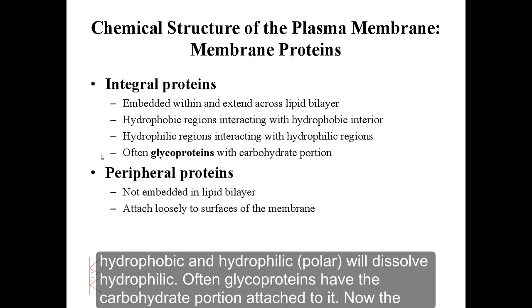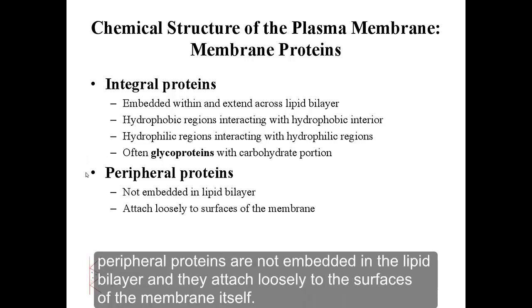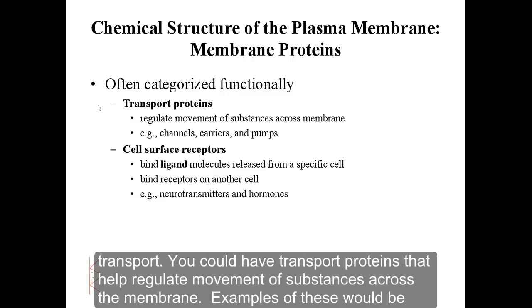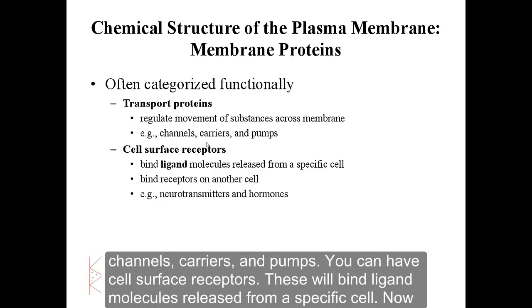Often glycoproteins have the carbohydrate portion attached to it. Now, the peripheral proteins are not embedded in the lipid bilayer, and they attach loosely to the surfaces of the membrane itself. We can often take those kinds of integral or peripheral proteins and categorize them based on what their function is. One function is transport. You can have transport proteins that help regulate movement of substances across the membrane. Examples of these would be channels, carriers, and pumps.